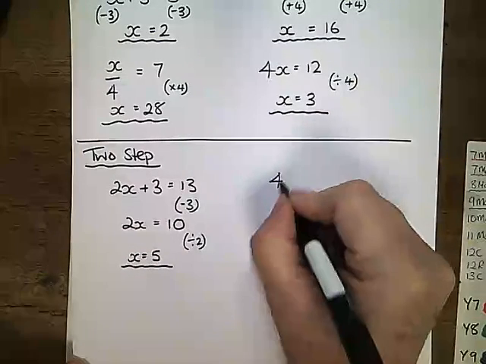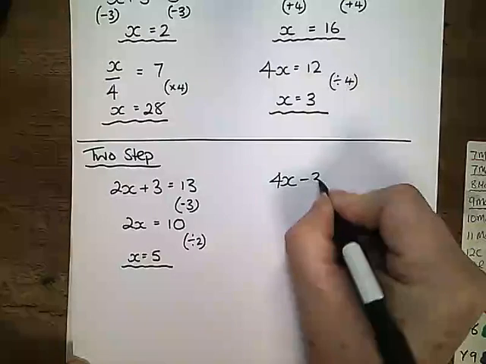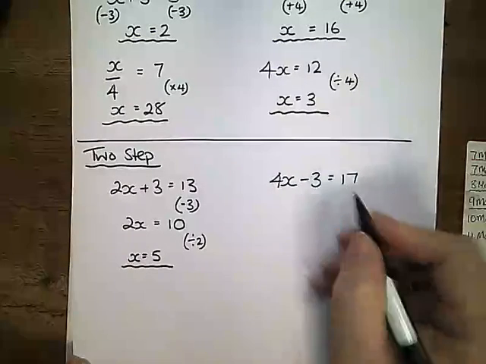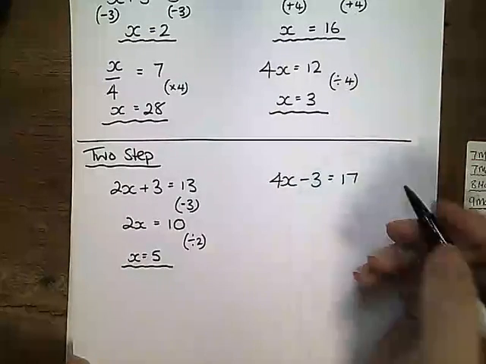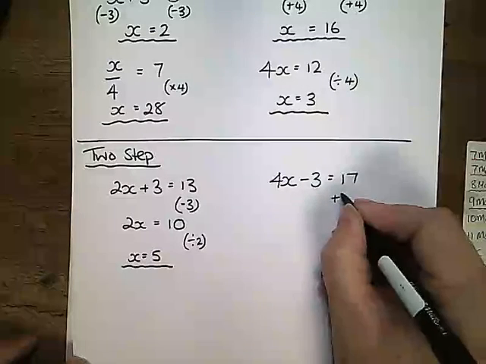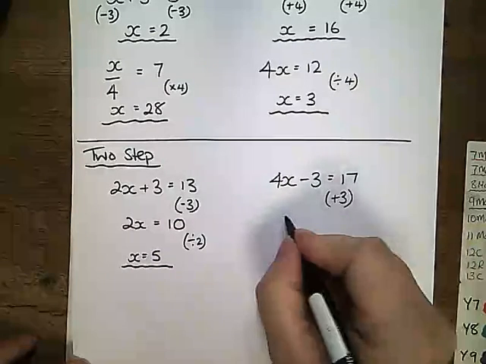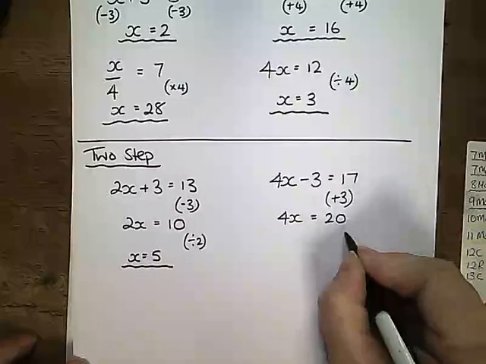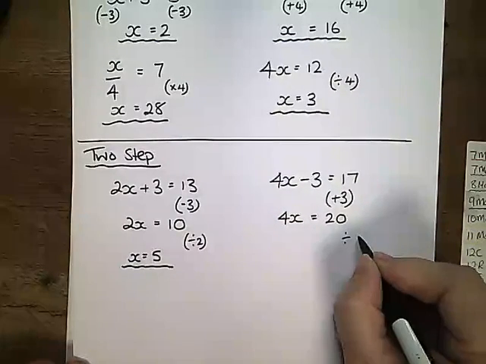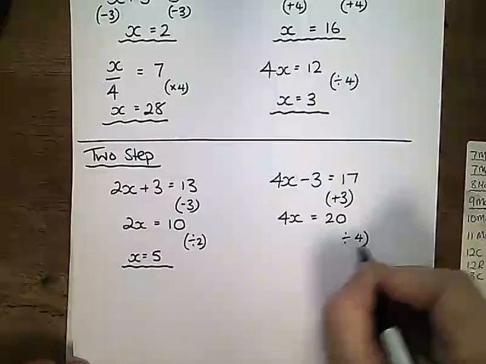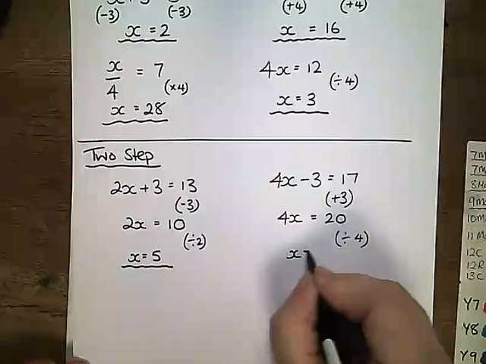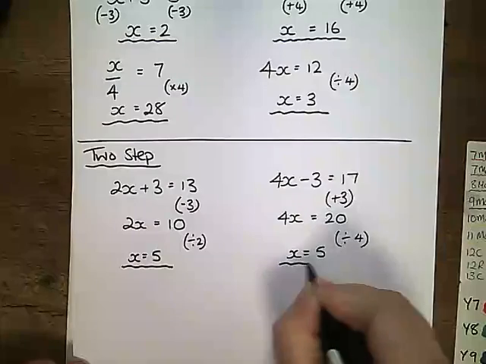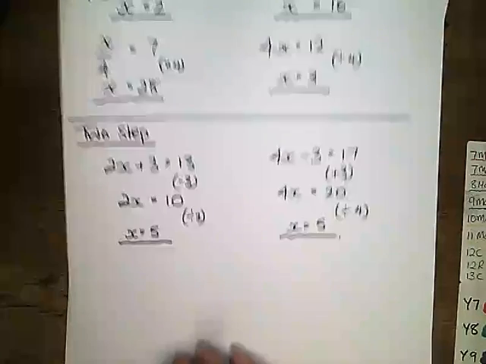If we have an equation that looks like this, 4x minus 3 is equal to 17. We do the opposite of take 3 from both sides, so that is add 3 to both sides, leaving us here with 4x is equal to 20. Divide by the number in front of the x, which is 4 in this case, and we have x is equal to 20 divided by 4, which is 5.